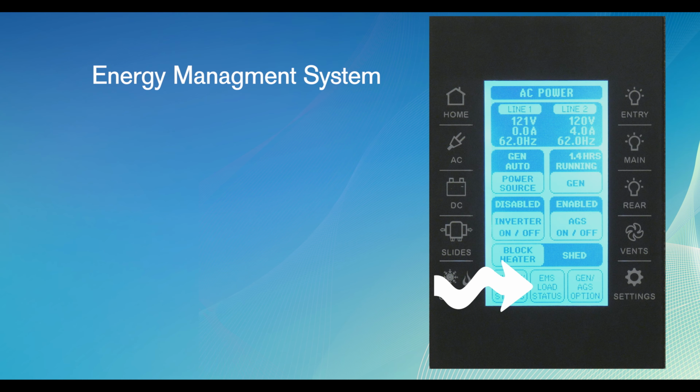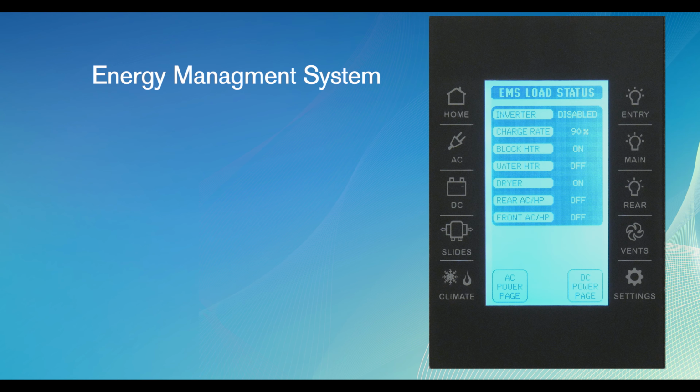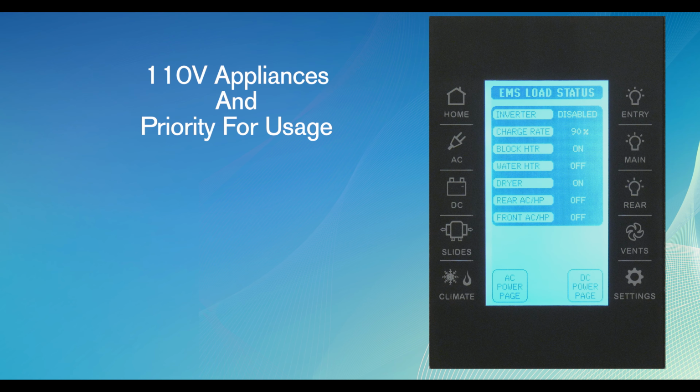The EMS Load Status virtual button controls the energy management system. In rare cases, too much electrical power may be required. The EMS system lists 110-volt appliances and a priority for usage. In the case of reduced power, the EMS system will shed different loads to make sure the motorhome protects itself from popping a circuit breaker.